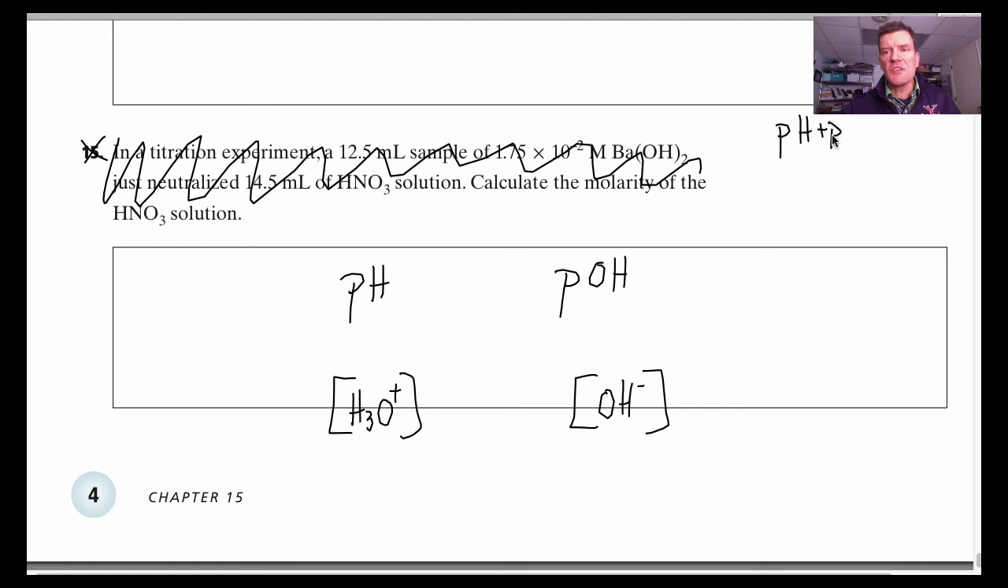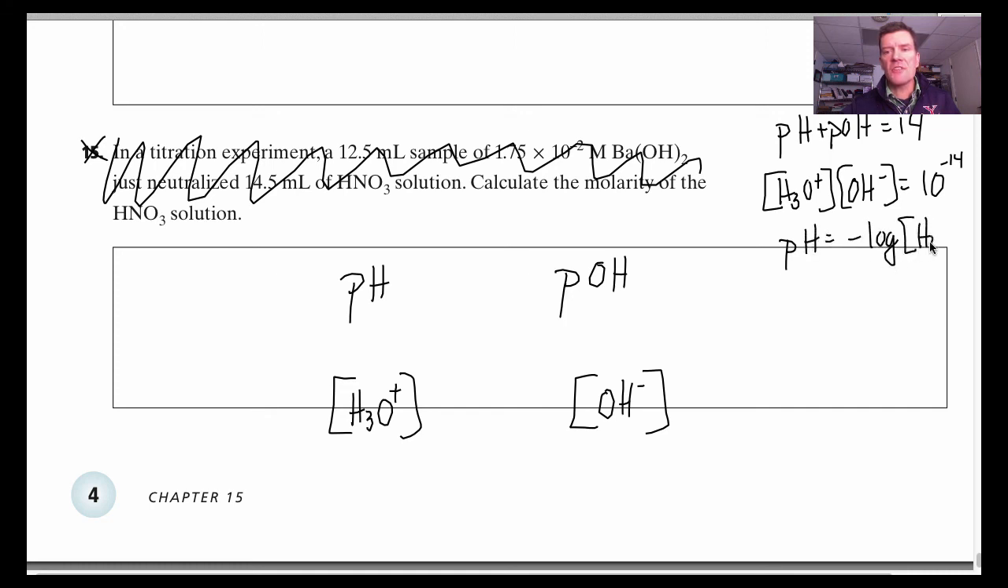pH plus pOH always is going to equal 14 in an aqueous solution. The hydronium ion concentration times the hydroxide ion concentration is always going to equal that constant value of 10 to the negative 14. And then pH is the negative log of the concentration of hydronium ions, and pOH is the negative log of the concentration of hydroxide ions. Those 4 relationships help me get to any of these values if I just know one of them.